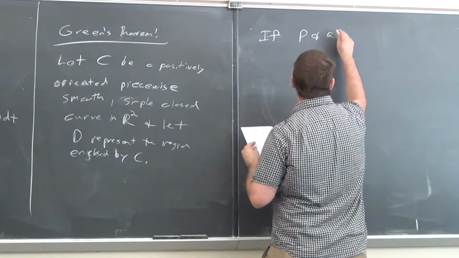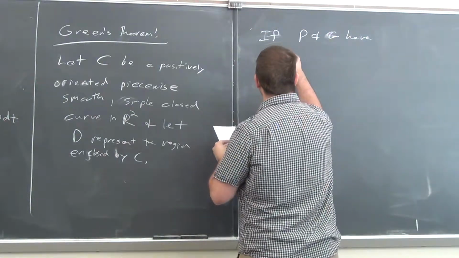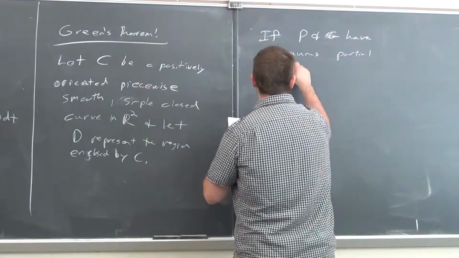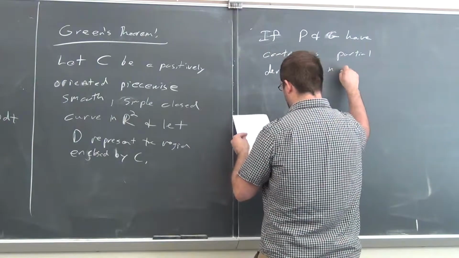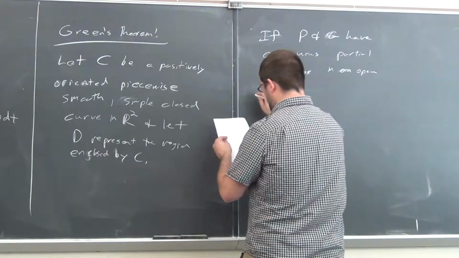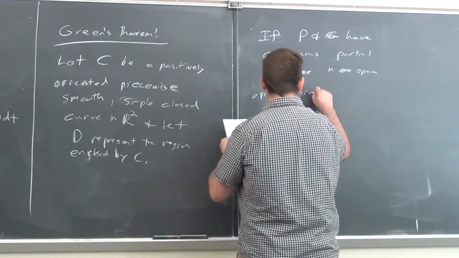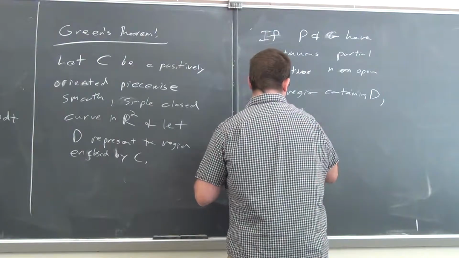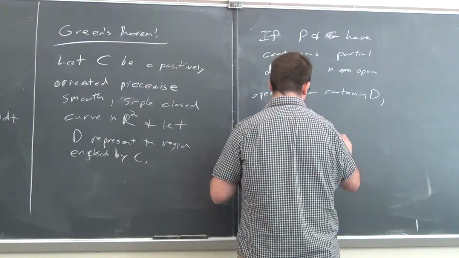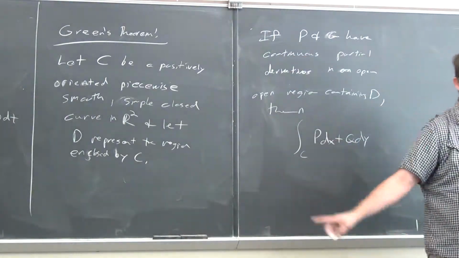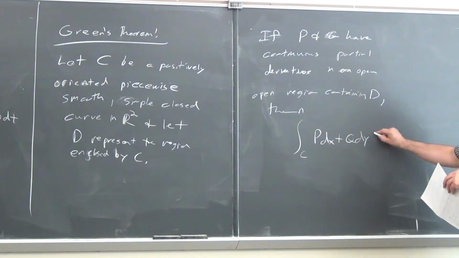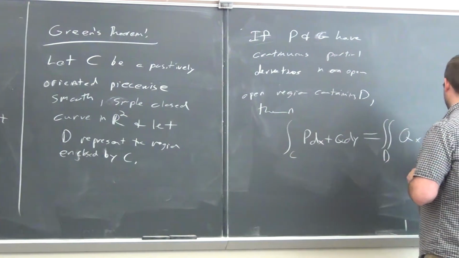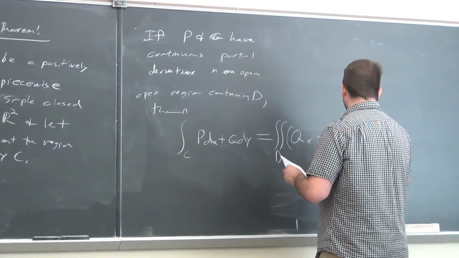So here is the setup then. If P and Q have continuous partial derivatives in an open region containing D, then the line integral over C of P dx plus Q dy, and remember that's the same thing as F dot dr, it's just another way to write F dot dr, is equal to the double integral over the D that you're after of Q sub x minus P sub y dA.